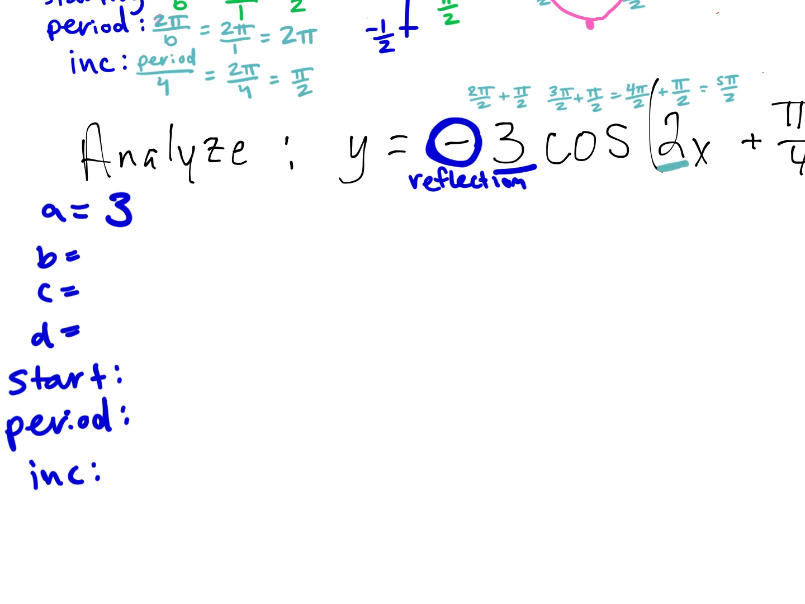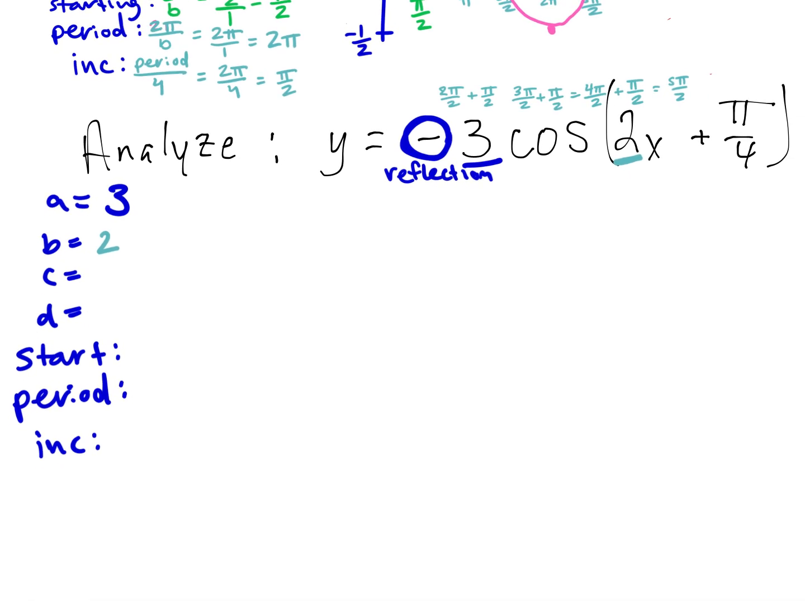2. Awesome. B is what gets multiplied to the x, so that is 2. What's C? Negative pi over 4, because you have to change the sign, because in the formula it should be minus C. So we flip the sign, so it'd be negative pi over 4. And then what's D?